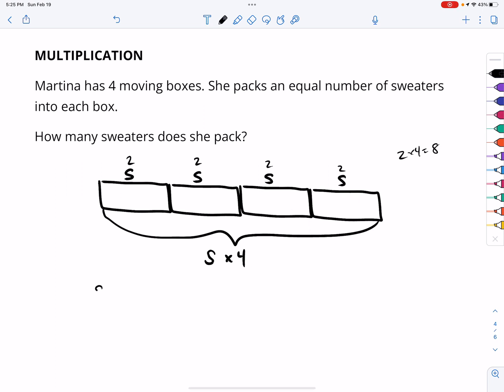Now, an important note about multiplication is that s times 4, or 4 times s, you can use the dots or you can use the multiplication sign.